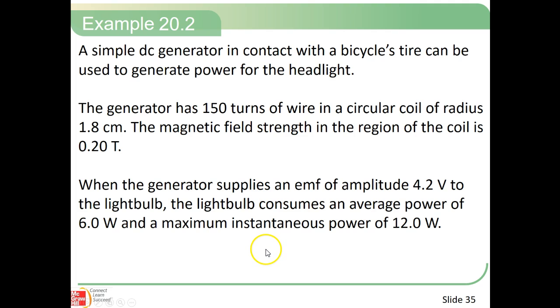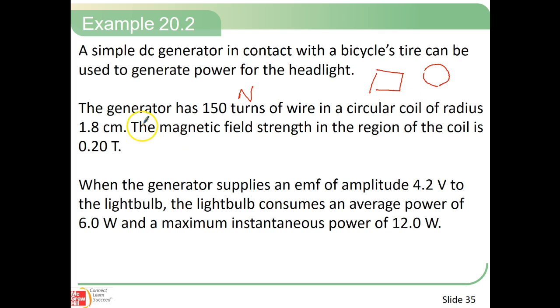So in example 22, here we have a simple DC generator. It's in contact with a bicycle tire, and it generates power for a headlight. The generator has 150 turns, so there's our N value of wire. It's in a circular coil, so it doesn't have to be a box coil like this. It can actually be a circular coil. It would look like this.